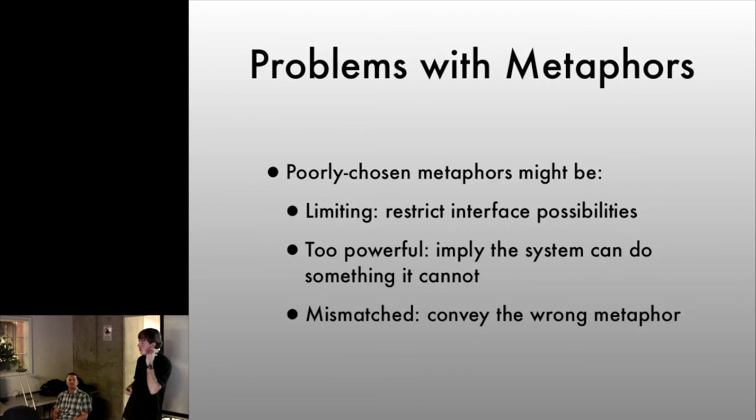So the problem with metaphors is if you don't choose them right, they can actually be more of a problem than if you hadn't chosen a metaphor at all. If you choose a metaphor that's too limiting, then the user won't be able to figure out how everything else works because they only know how a certain subset of things work. It can also be too powerful. If you choose a metaphor that can do more things than your thing can do, then they'll try to do something they think the thing they're familiar with can do, and discover that your system can't do it.